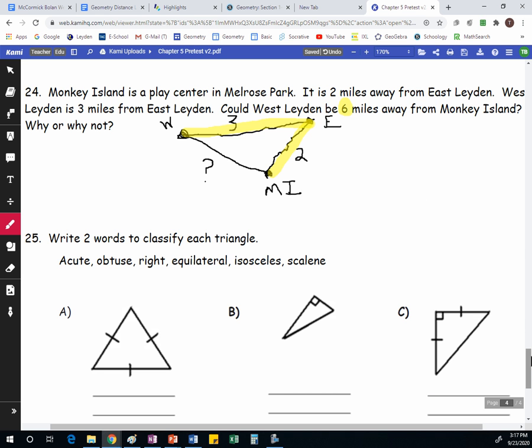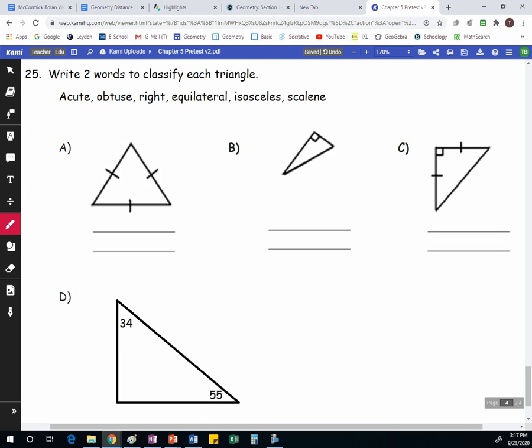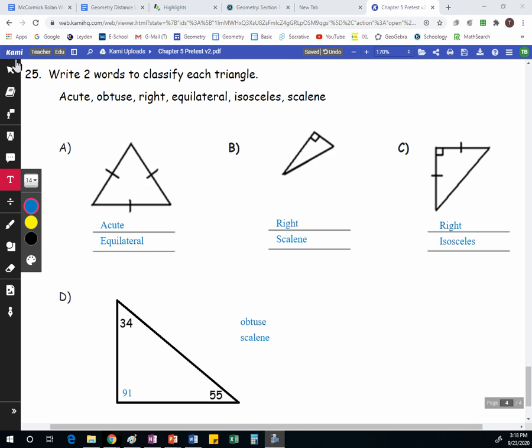Finally, for problem 25, we are trying to classify our triangles. Okay, so for these problems, the first triangle, all the sides are the same. That makes it an equilateral triangle, and all the angles in here have to be 60 degrees, which makes it acute. So it's an acute equilateral triangle. Problem B, we see a right angle here, makes it a right triangle. None of the sides are the same. We have no reason to believe that they would be the same. So if everything's different, that's scalene.